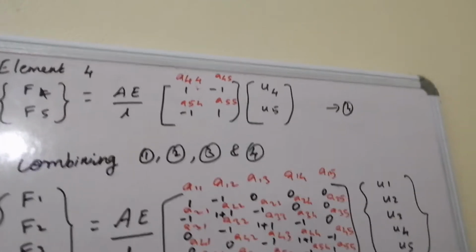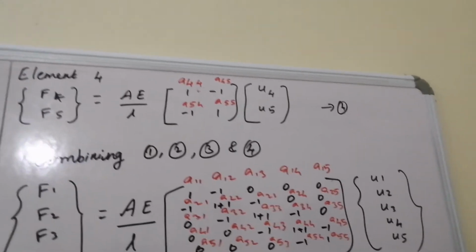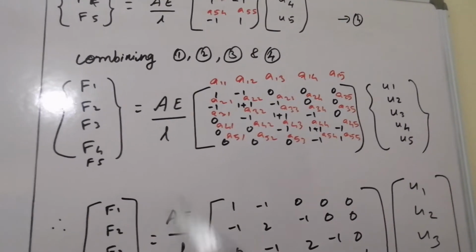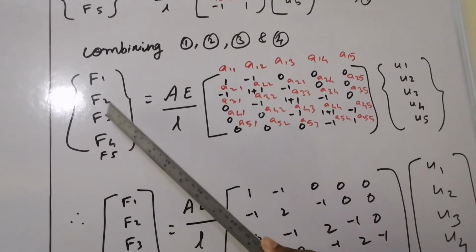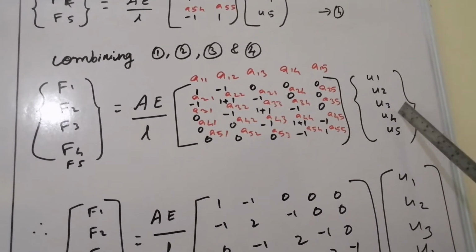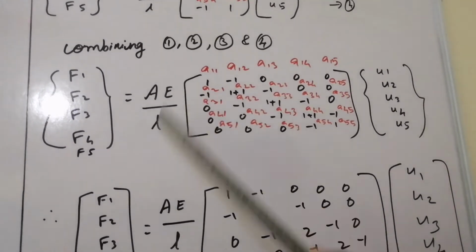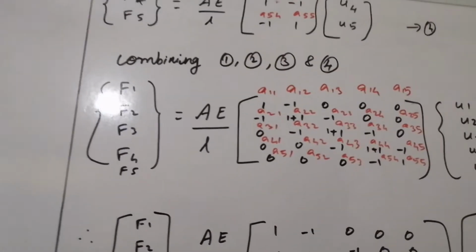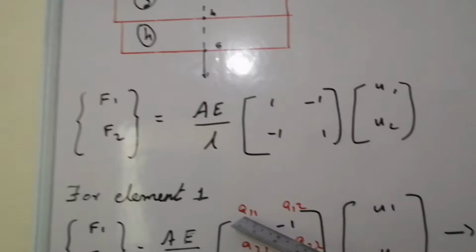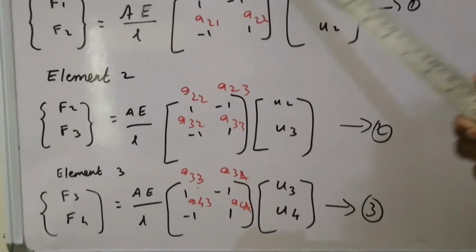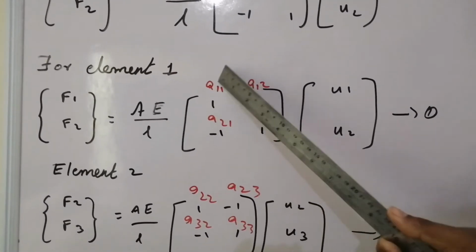Now we are combining all the force vectors. While combining, we will get F1, F2, F3, F4, F5 here, U1, U2, U3, U4, U5 here, and AE by L. Since we have only one A11 term, and we do not see any other A11 term in any of these writings, we just write it once.